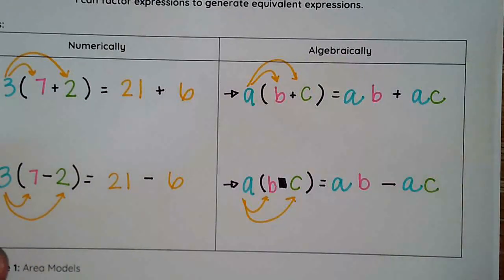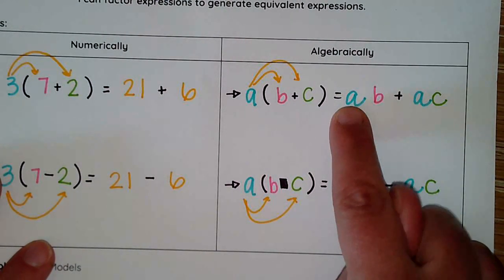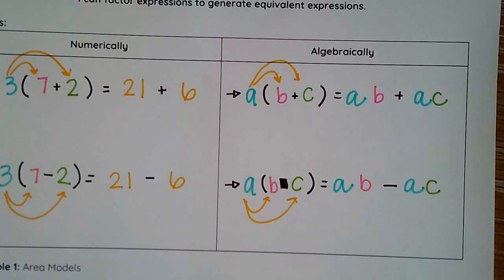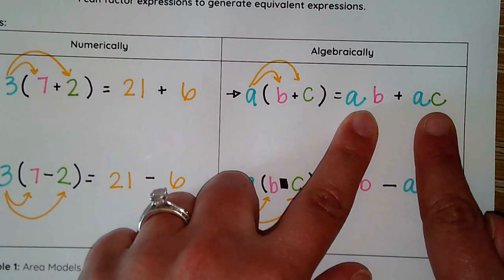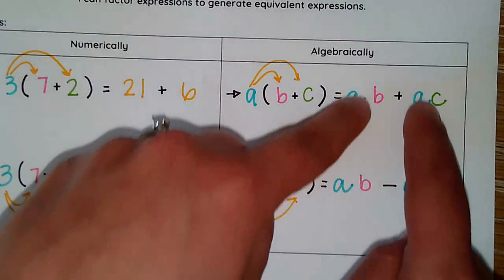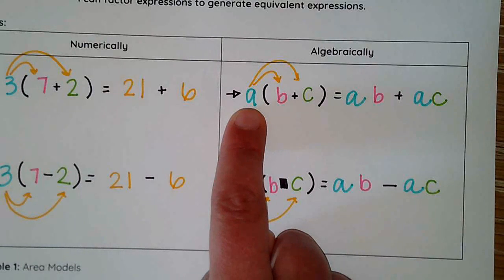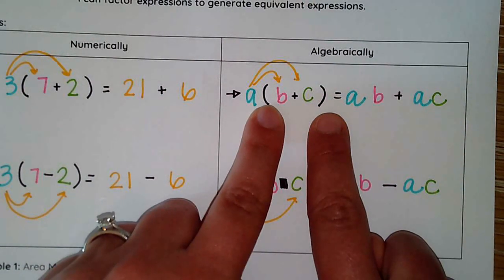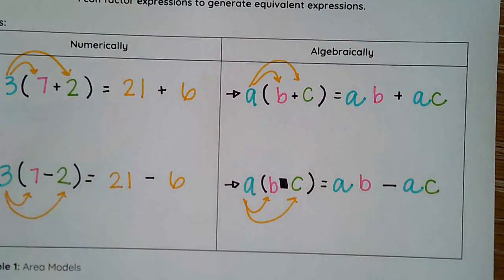Let's take a look at it algebraically. If we start with AB plus AC, we need to ask ourselves, what do those two terms have in common? Well, they each have an A. So I pull that A out and place it outside of the parentheses. And then inside the parentheses, what's left is B plus C. Okay, so let's try it with actual problems.